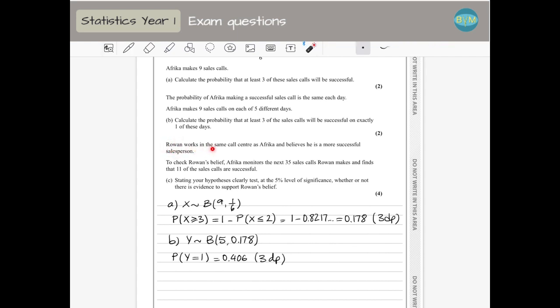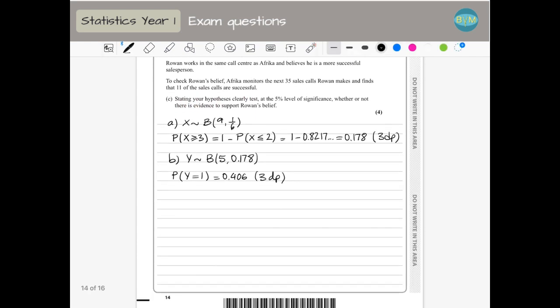Next thing, Rowan works in the same call center as Africa and believes he's a more successful salesperson. To check Rowan's belief, Africa goes through the next 35 calls Rowan makes and finds that 11 are successful. So we have to do a hypothesis test to check if that's true. So for that, we are always going to write the hypotheses. We want to know if the probability for Rowan is 1/6 like Africa's, or as he claims, greater. So it's going to be one tail, and it's going to be greater than, because he thinks he sells more products. So these are our hypotheses.